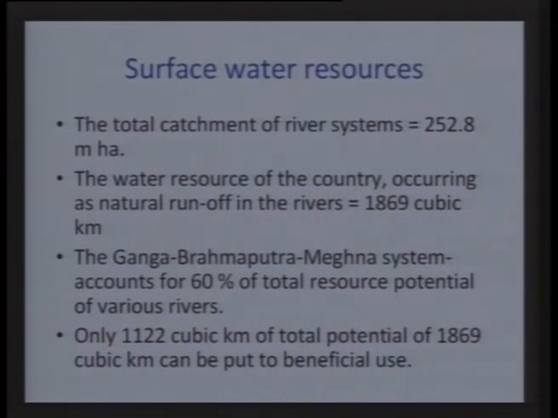The rest of the river systems account for 40% of the resource potential in the form of runoff in the rivers. And out of this 1869 cubic kilometers of runoff water in the rivers, only 1122 cubic kilometer is the total potential which can be used for beneficial purposes, and the rest of it is not used for beneficial purposes.